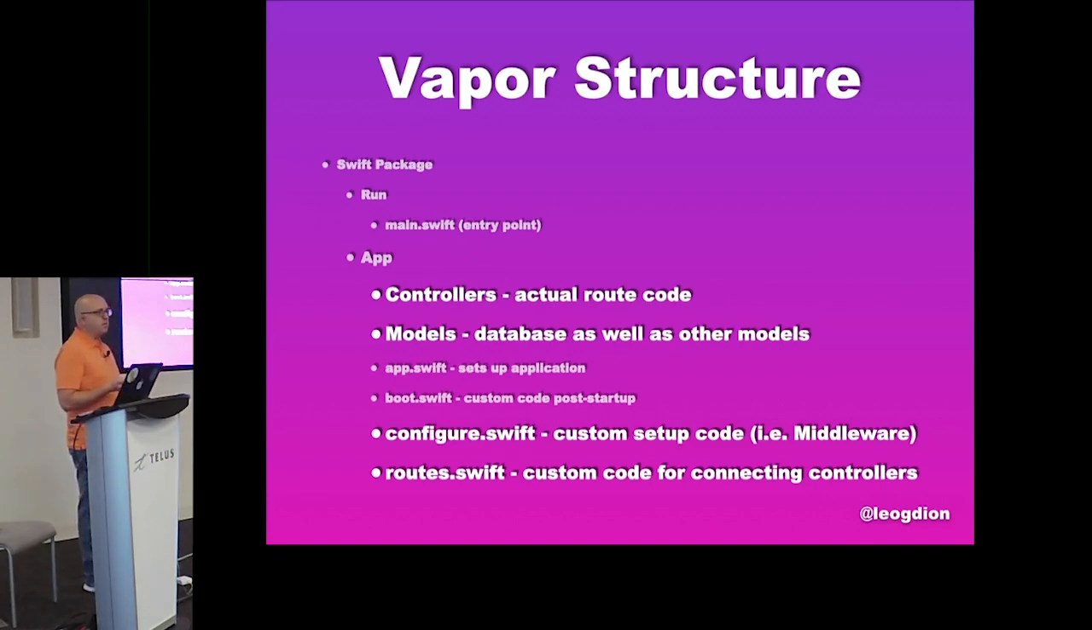You have configure.swift. That is where you set up middleware, you set up your database. You're basically configuring your server application in here, setting up services and things like that. And then lastly is what's called routes.swift, which is going to hook up your controller to your server, so that way you can specify certain API paths within your application that'll actually hook up to the controller methods.